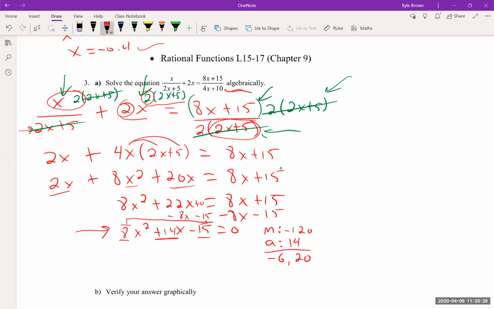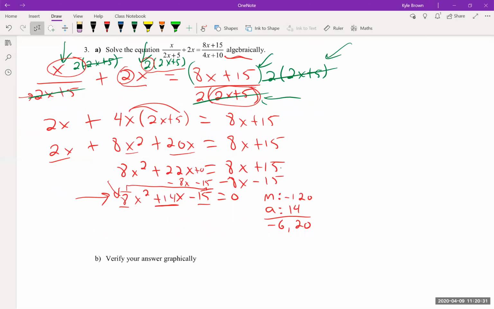The way I'm doing this when the A value isn't 1, we do it a little bit differently. I'm going to take these two numbers and rewrite the 14 with them. So writing this out, we get 8x squared minus 6x plus 20x, minus 15 is equal to 0. And then we're going to factor by grouping. We factor what we can out of those and then factor what we can out of those.